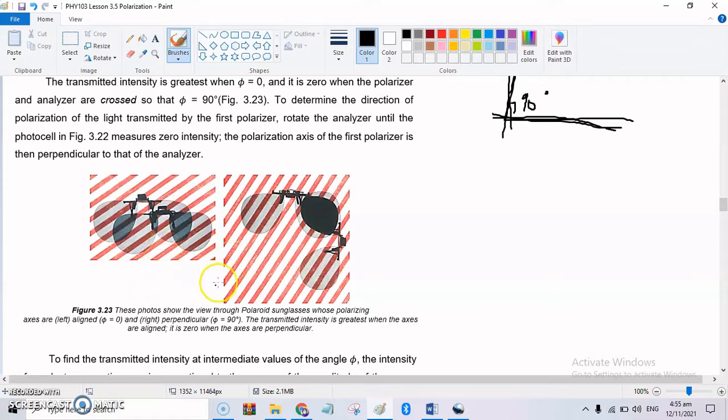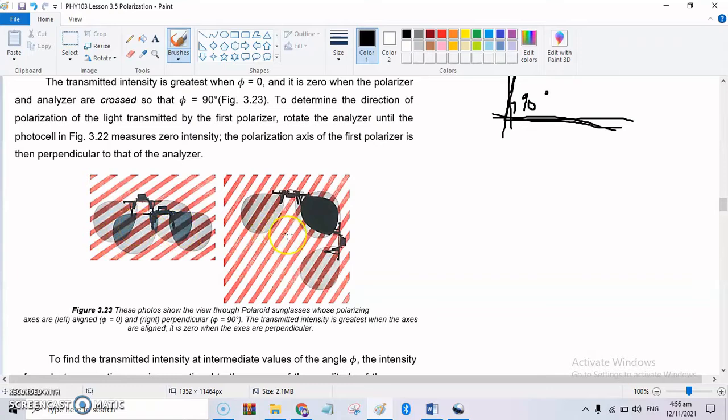Ano bang use ni polarization natin? In these photos, this shows that there's a Polaroid sunglasses whose polarizing axes are left aligned, right perpendicular. The transmitted intensity is greatest when the axes are aligned. It is 0 when the axes are perpendicular. So, when they are aligned, the transmitted intensity is greatest.